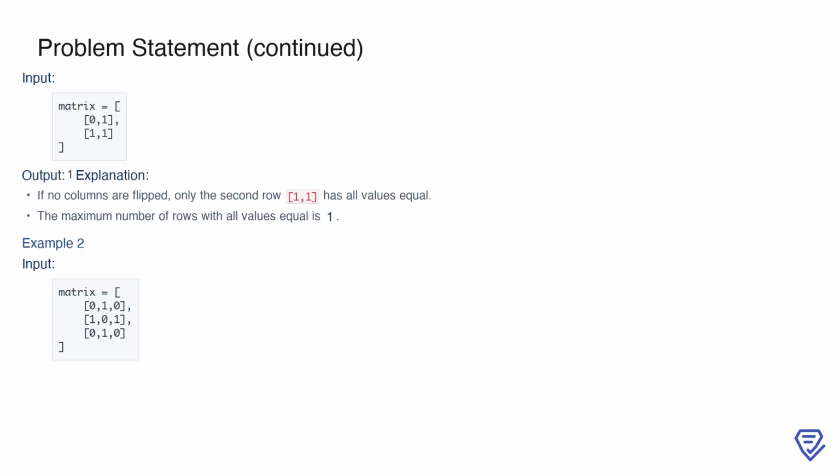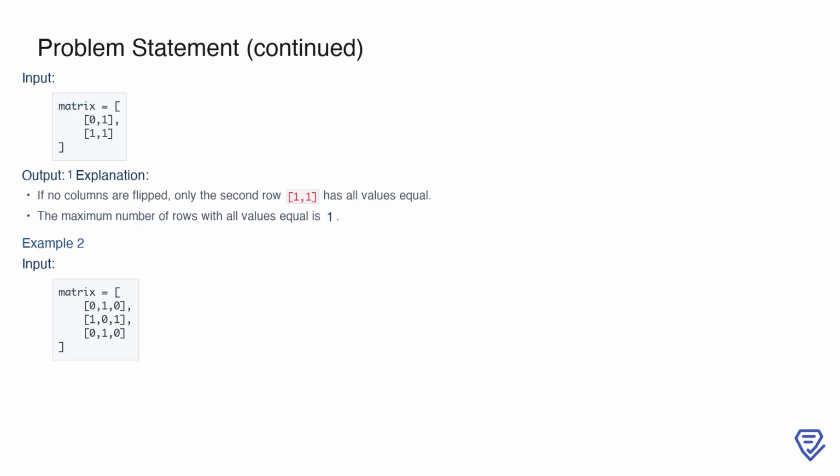Consider the first example, where the input matrix is 0, 1, 1, 1. Without flipping any columns, we can immediately see that only the second row, 1, 1, is uniform, all its values are the same. If we tried flipping columns, there's no way to make both rows equal simultaneously in this case. Therefore, the maximum number of rows with all values equal is 1.